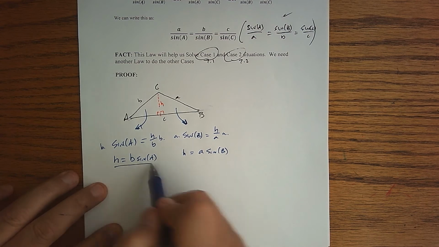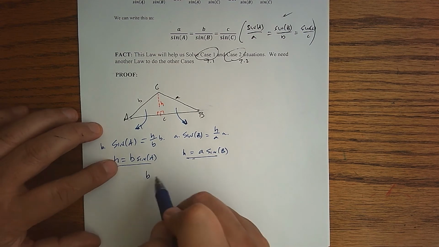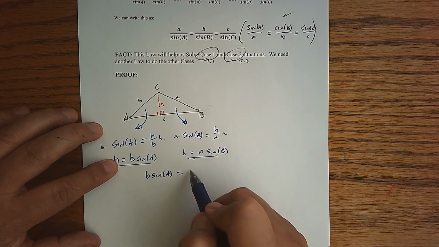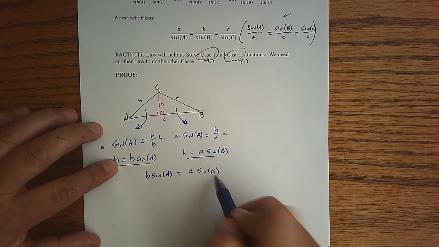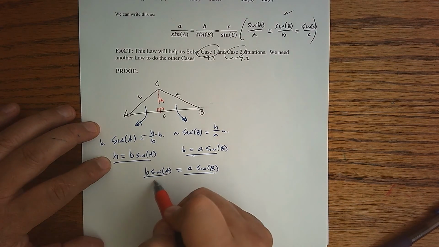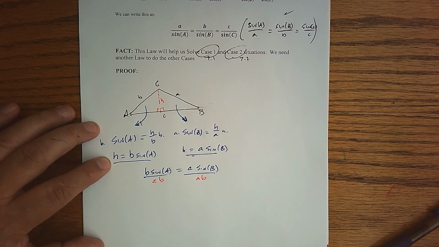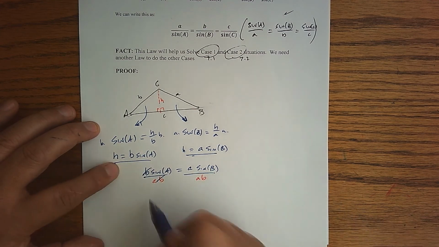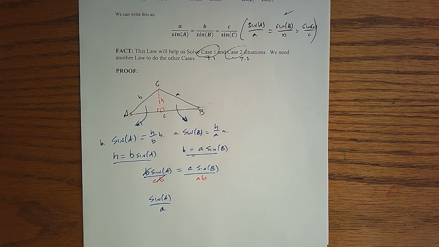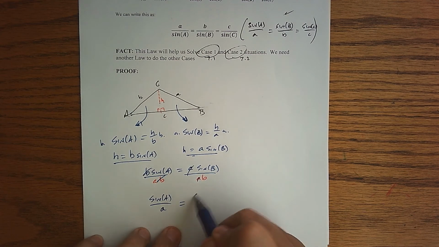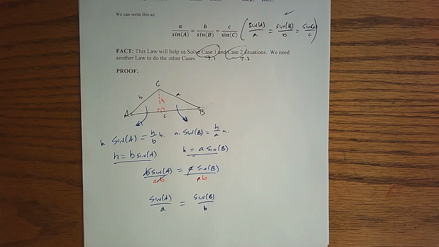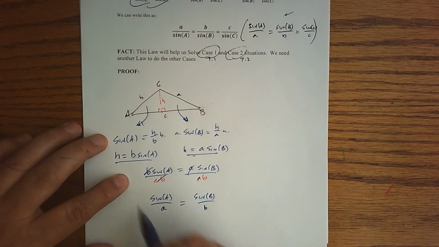And so since both of these are equal to h, we can put them together. That means that b times the sine of angle A is a times the sine of angle B. And then, of course, if we divide both sides by a times b, on one side the b's cancel out, leaving us with the ratio sine of A over side a. And over here the a's cancel out, leaving us with sine of angle B over side b. So I basically proved that route right there.